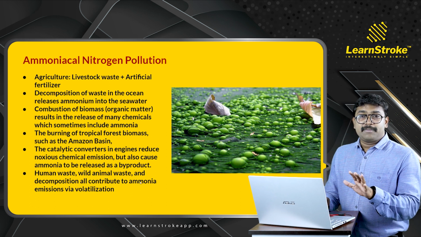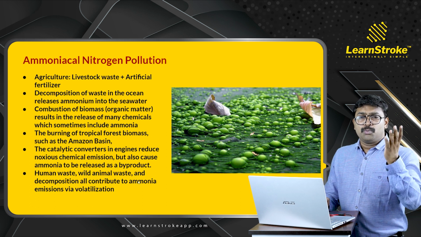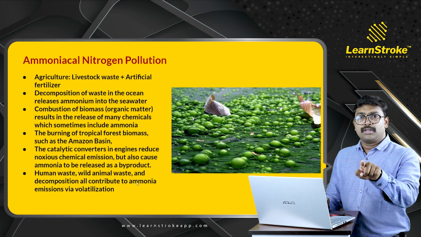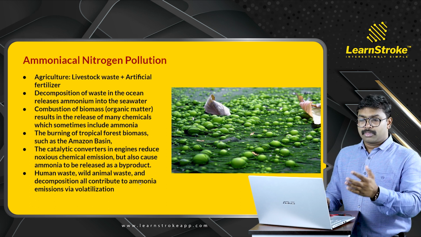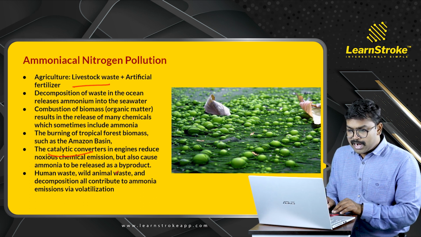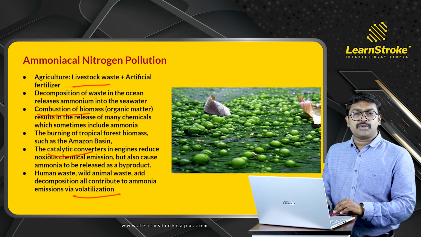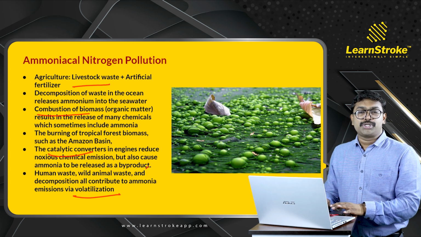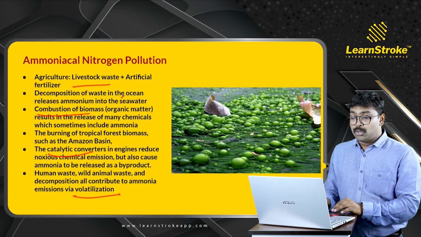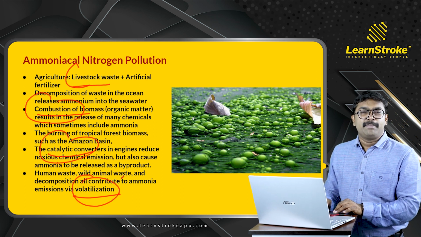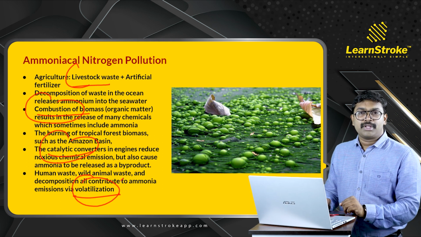So next time you see different types of pollution, you might get an option for the prelims examination. Which of the following causes release of ammonia? They can give you a clear-cut option: livestock, catalytic converters, volatilization, combustion of biomass. Which of the following releases ammonia, nitrogen, or creates a nitrogen pollution? Most often when you get a question with words like livestock, combustion of biomass, catalytic converters, and volatilization, people get confused. So all of the above is the answer.